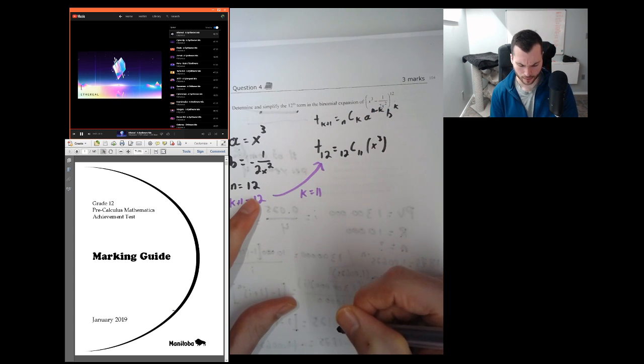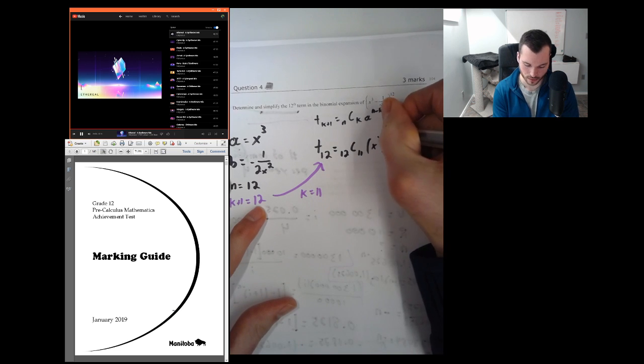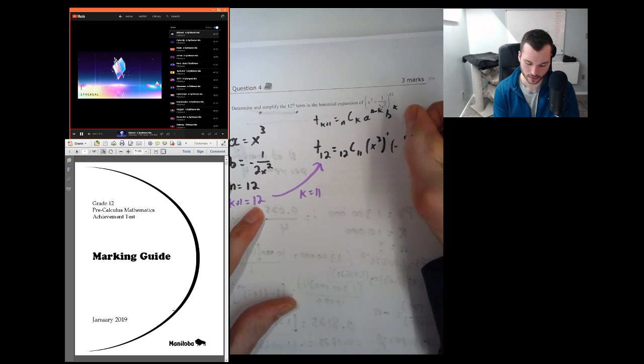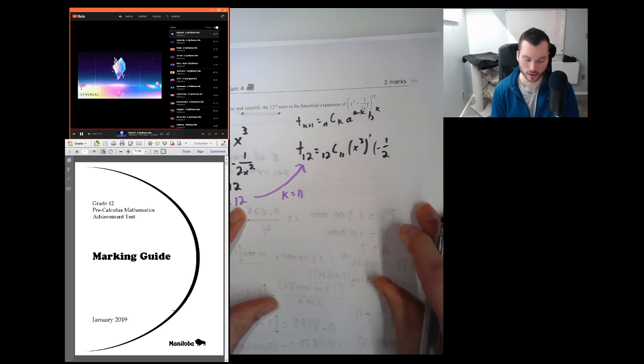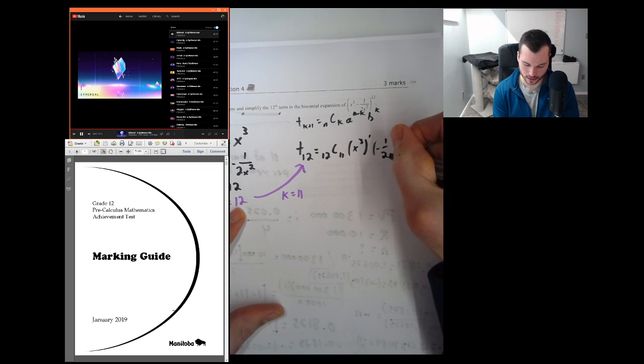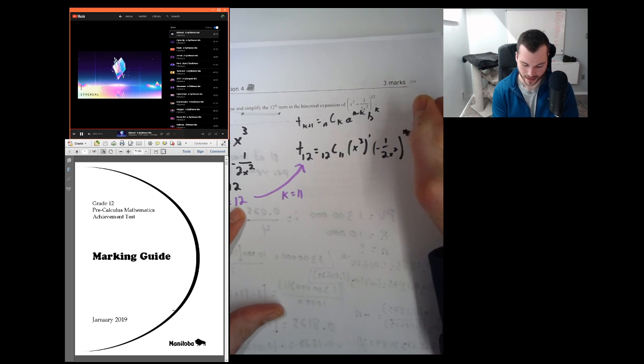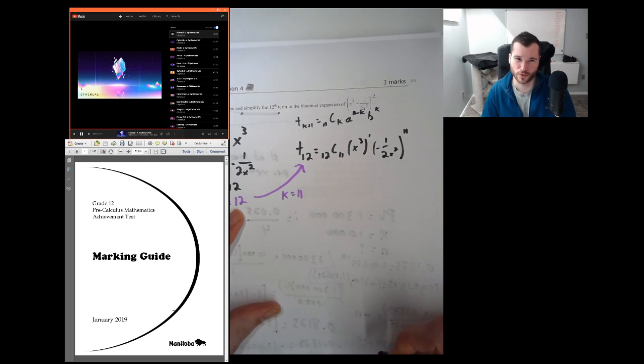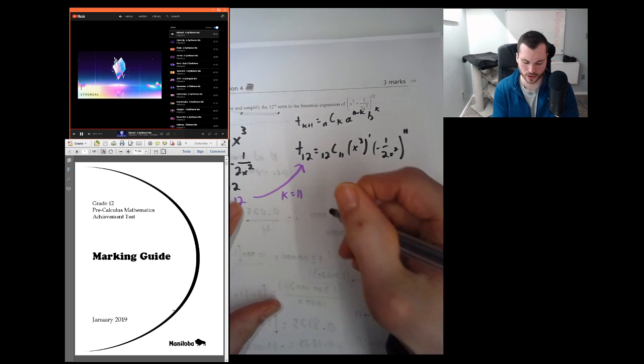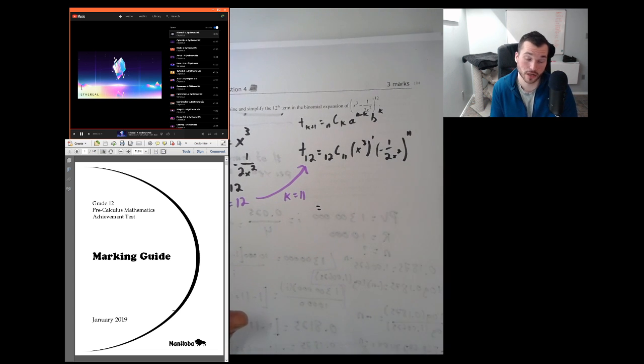X3, we got n minus k. Oh, that's just 1. And we have negative 1 over 2x to the power of 2, all to the power of k, which is 11. You get 1 mark just for doing that, so not too bad. And at this point now you can just actually use your calculator, which is good.